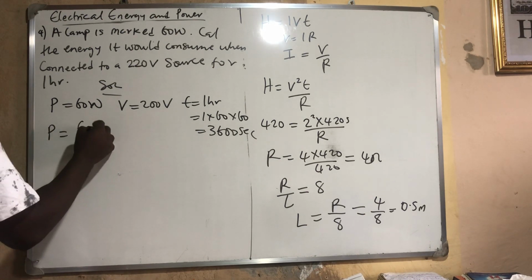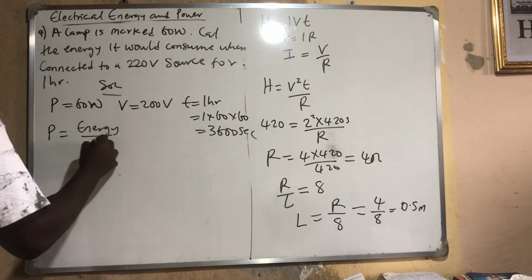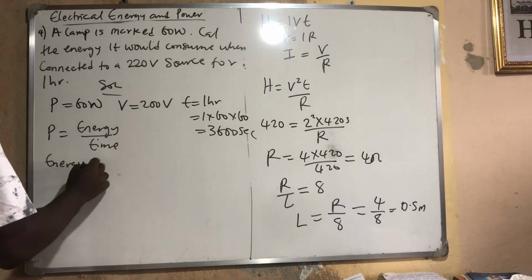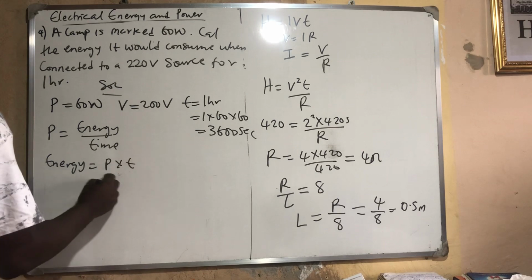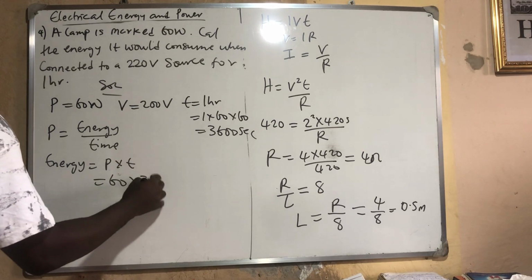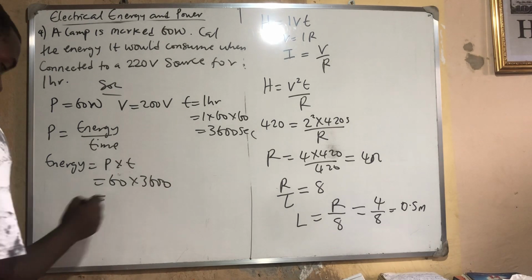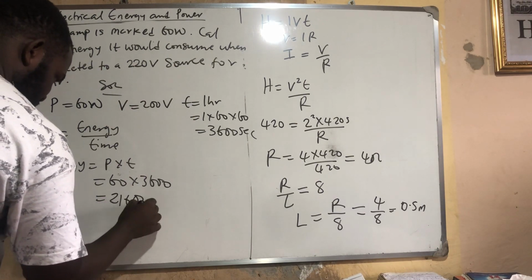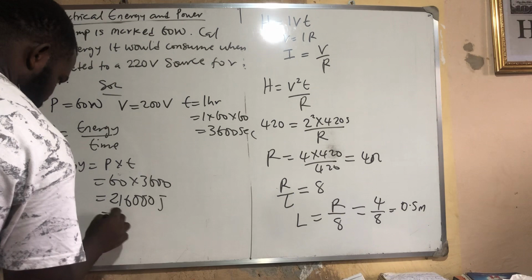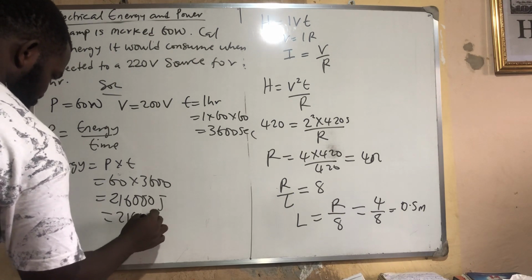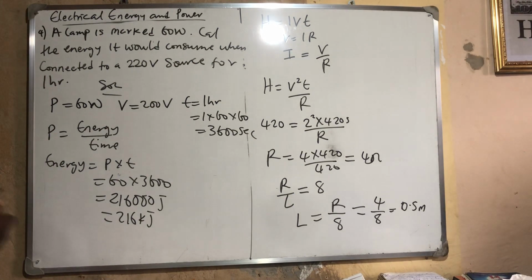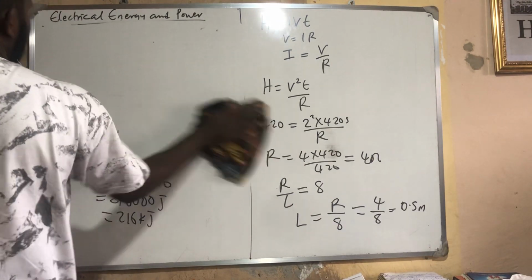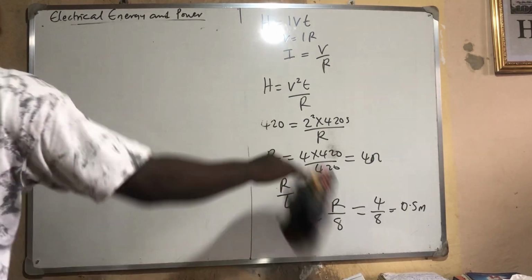Okay, so I know that power is equal to energy over time. So my energy is equal to power times time, which is 60 times 3600. So what do you have? You have 216000 joules, which is 216 kilojoule. Very simple. We don't need the volt for anything. We are not voting for anybody, so we don't need it for anything.